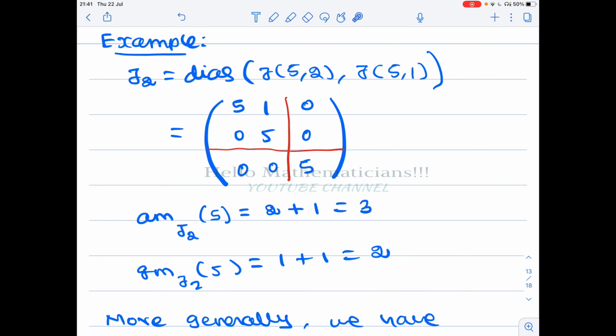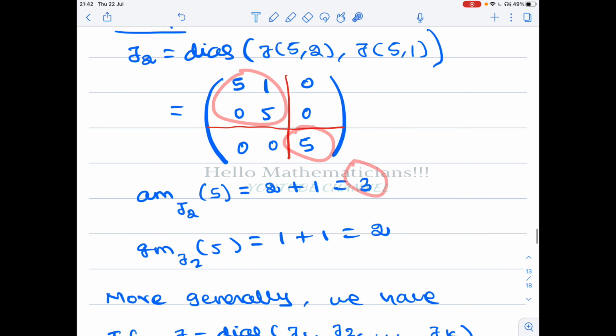So for example, this is a Jordan matrix because this is a Jordan block, and this is a Jordan block. This is a 2 by 2 Jordan block because there is a 1 above the diagonal. This is a 1 by 1 Jordan block because there is no 1. Now, the algebraic multiplicity of the eigenvalue 5 in this matrix is equal to the algebraic multiplicity of 5 in this block plus the algebraic multiplicity of 5 in this block, by the previous result. So here it is 2, here it is 1, we get 3.